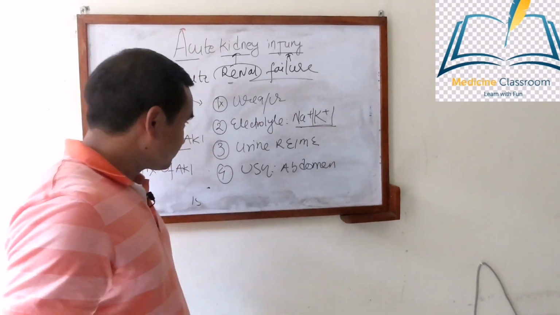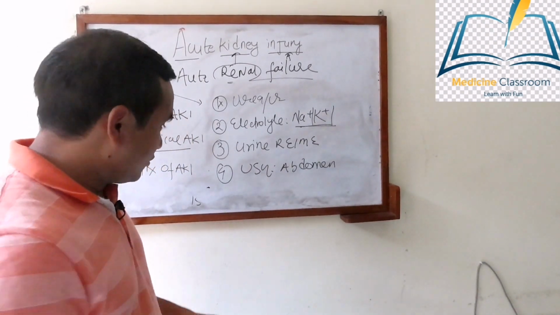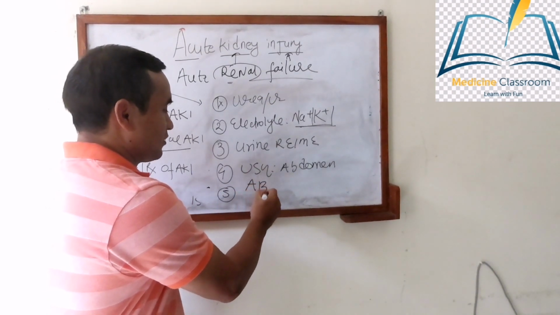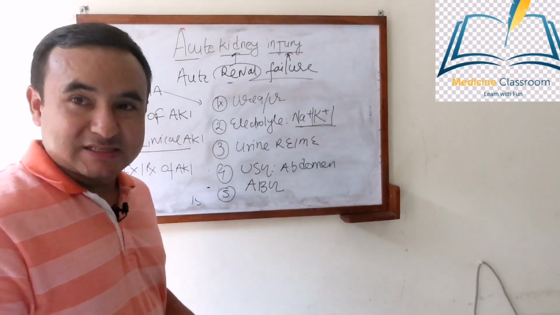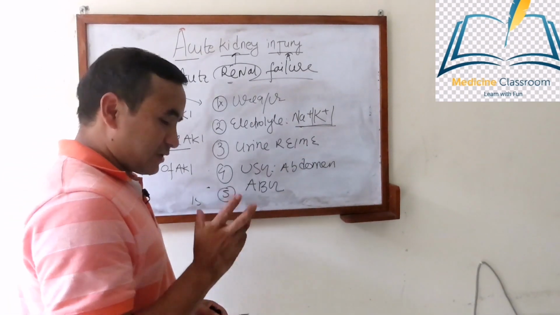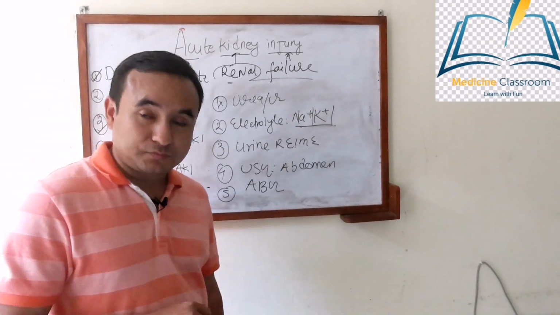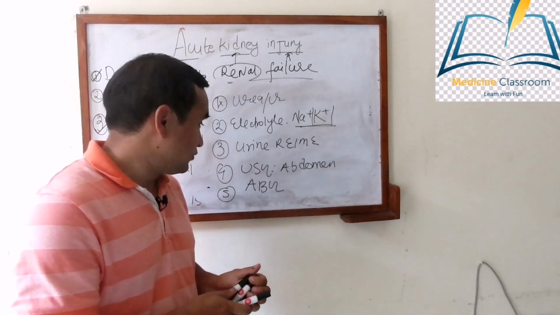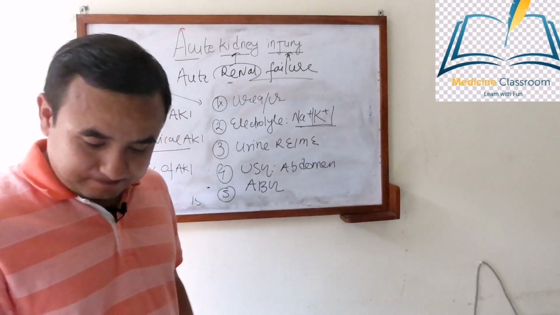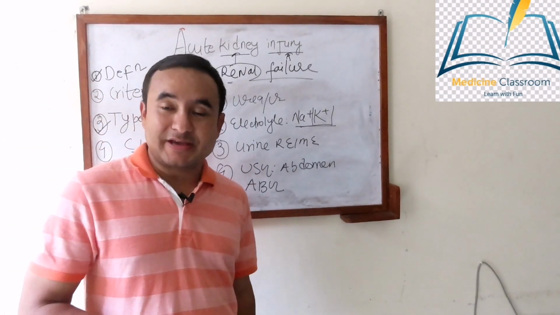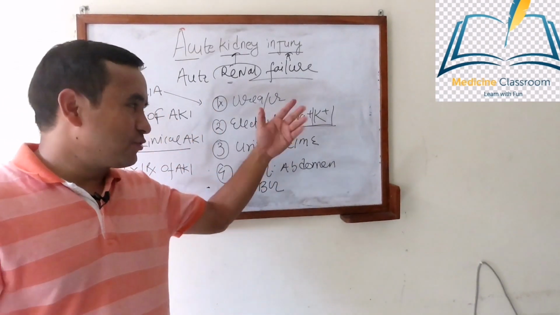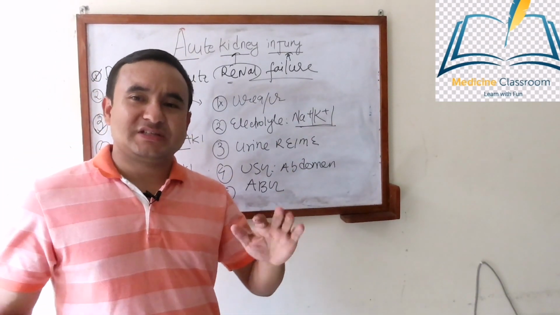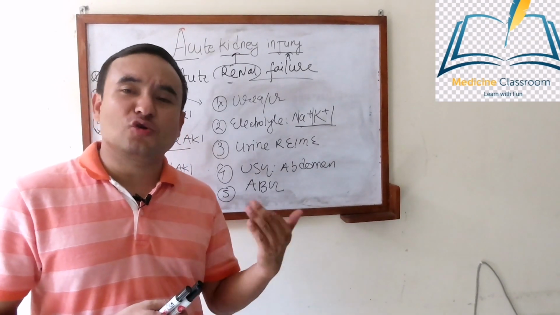Other than this, one important test you should always do is the ABG, arterial blood gas analysis, because as I have already told you, you can see metabolic acidosis in a patient with AKI. Other tests: you can do an ECG to see any changes related to potassium, and an X-ray to see any changes related to volume overload.